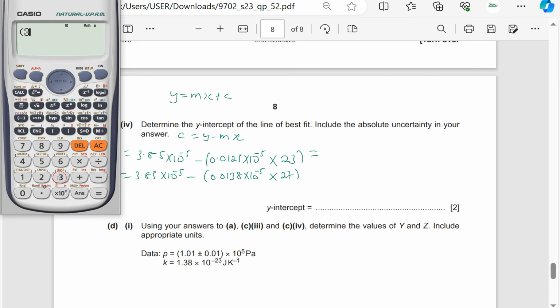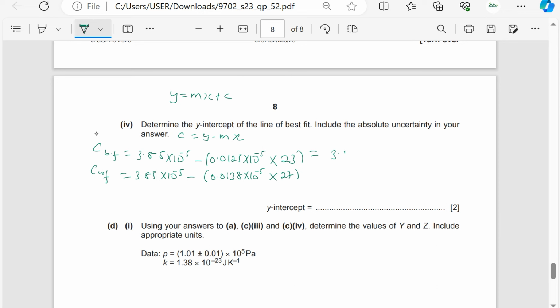So I have 3.85 exponent minus 5, then minus 23 times 0.0125 exponent minus 5. So this is 3.56 times 10 to the power of minus 5.